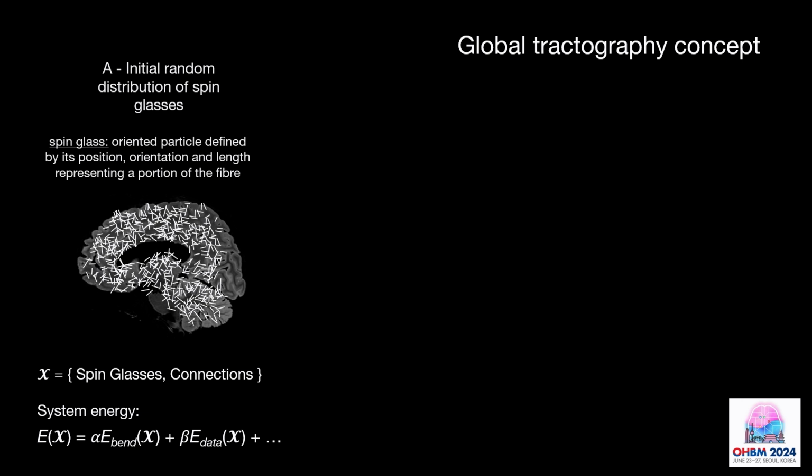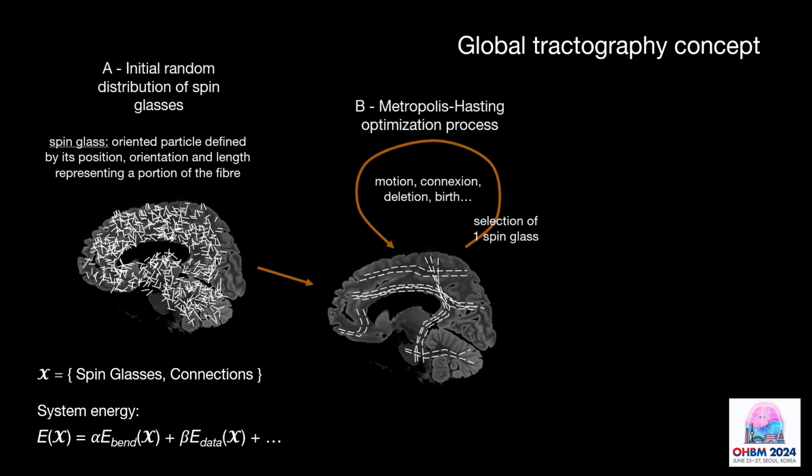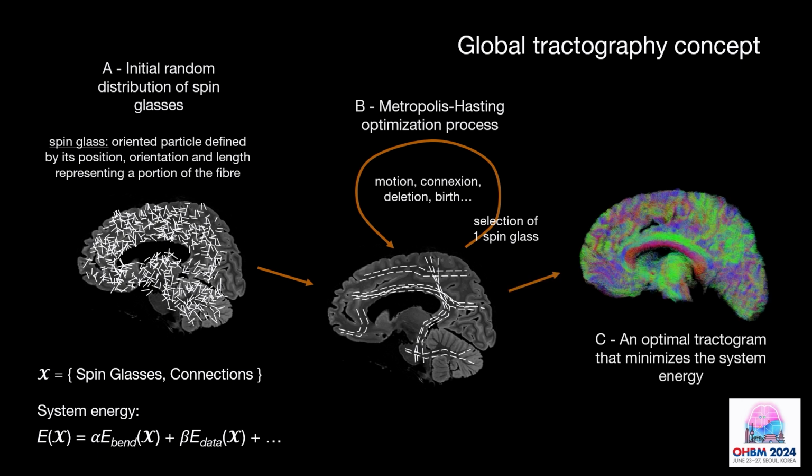The global tractography algorithm starts with a random distribution of the spin glasses. Then, following what we call a Monte Carlo Markov chain process, we sequentially modify the configuration of the system by randomly selecting one spin glass and performing some small modification of the system by performing motion, connection, deletion, or the creation of new spin glasses. According to the underlying Metropolis-Hastings optimization process, this is supposed to converge toward an optimal tractogram that minimizes the energy of the system.